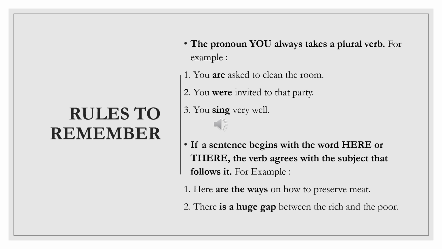Number two, if a sentence begins with the word here or there, the verb agrees with the subject that follows it. Look at the examples. Here are the ways on how to preserve meat. The subject is the ways, and the ways comes after the verb are. As ways is plural, we are using are. Now, if it becomes way, then it will become here is the way on how to preserve meat. So as ways is plural, are is also plural.